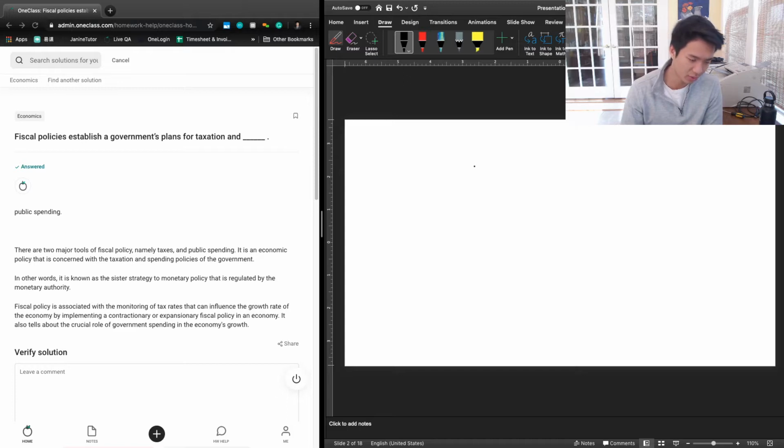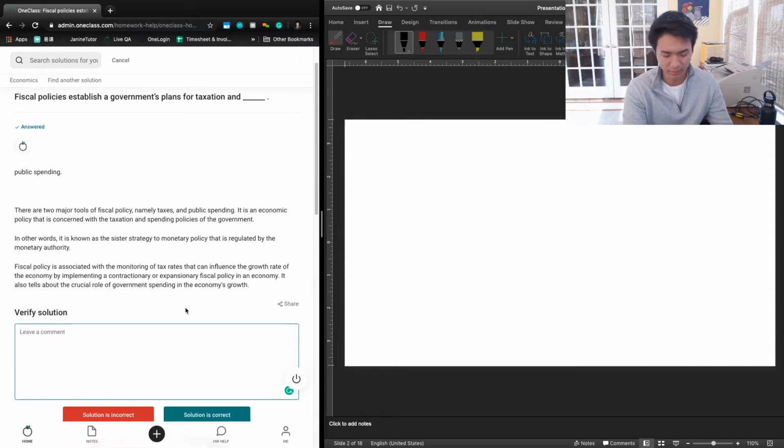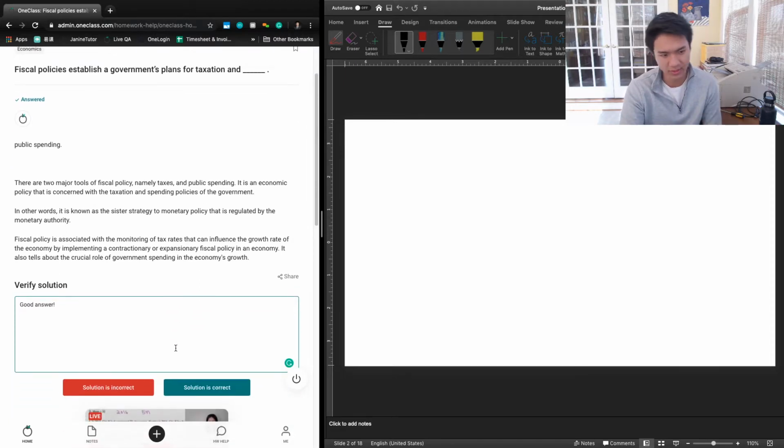It also tells about the crucial role of government spending in the economy's growth. So yeah, it's pretty accurate. All you really have to understand is that fiscal policy usually deals with either taxing or spending, and monetary policy deals with the money supply. So yeah, good answer. I don't think there's anything else here that we really need to clarify.